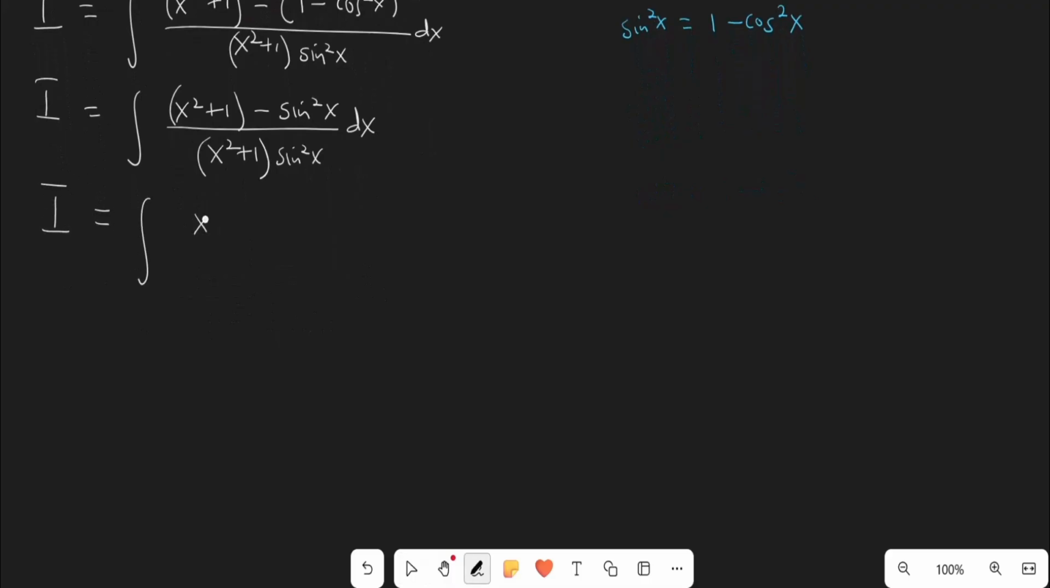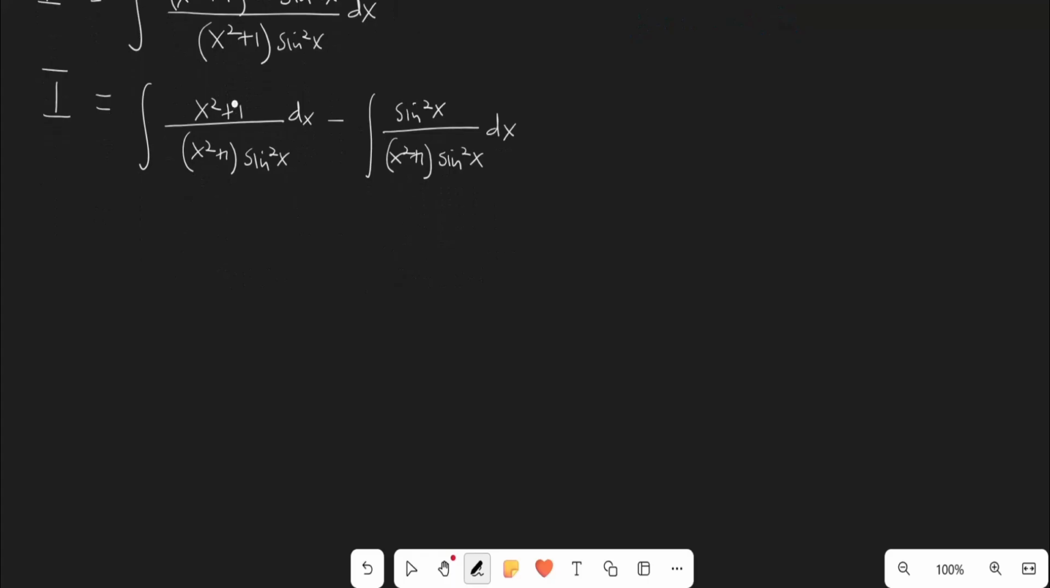I is going to be the integral of x squared plus 1 divided by x squared plus 1 multiplied by the sine square of x dx, minus the integral of the sine square of x all over x squared plus 1 multiplied by the sine square of x and then dx. Cool. Now the first one, x squared plus 1 is going to cancel x squared plus 1. Now you are going to have I equal to the integral of 1 all over the sine square of x dx, minus sine square of x is going to cancel sine square of x, and you have the integral of 1 all over x squared plus 1 dx.